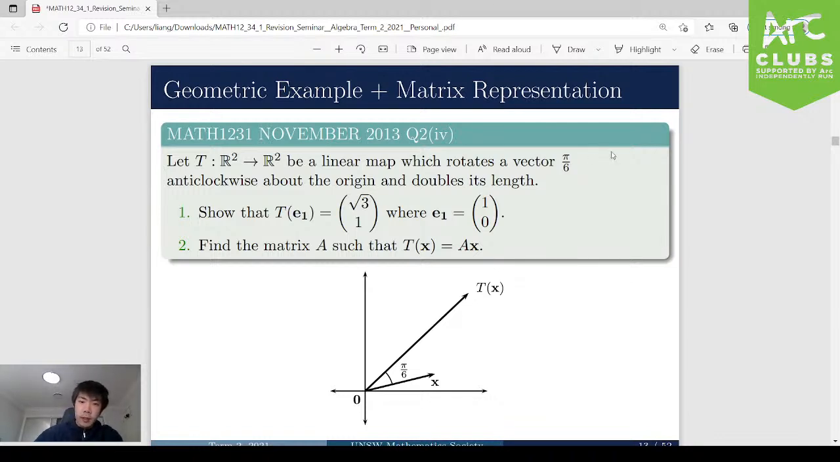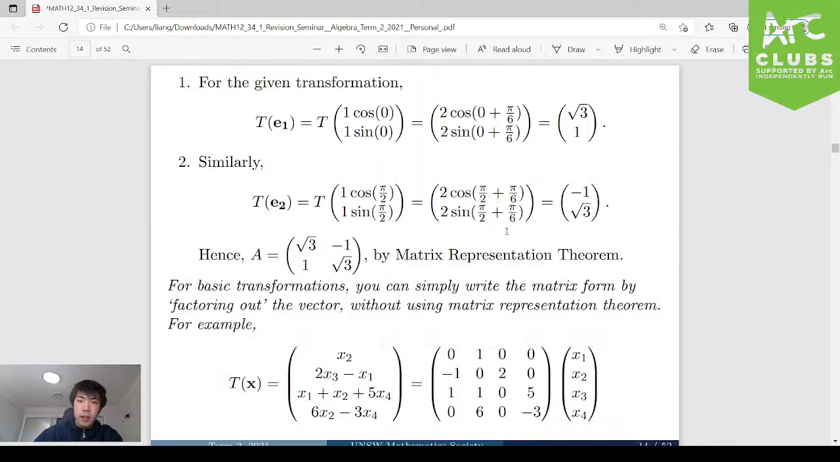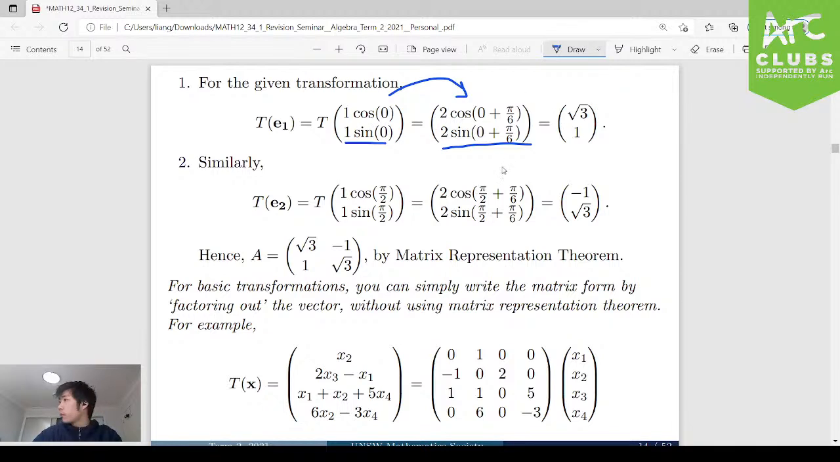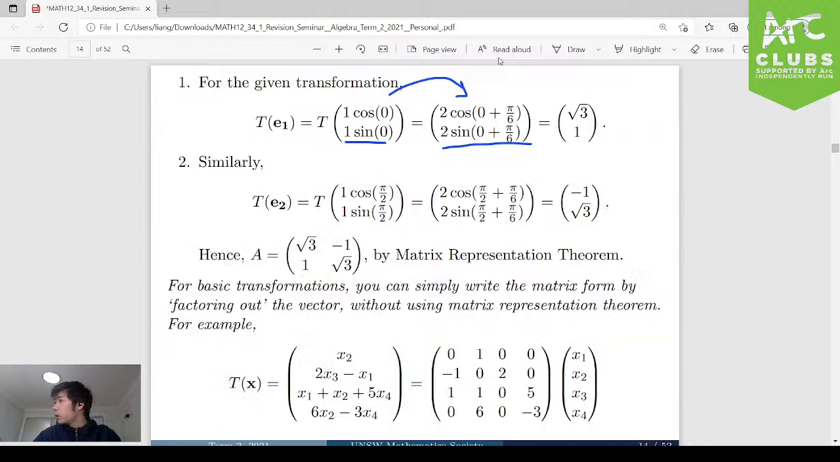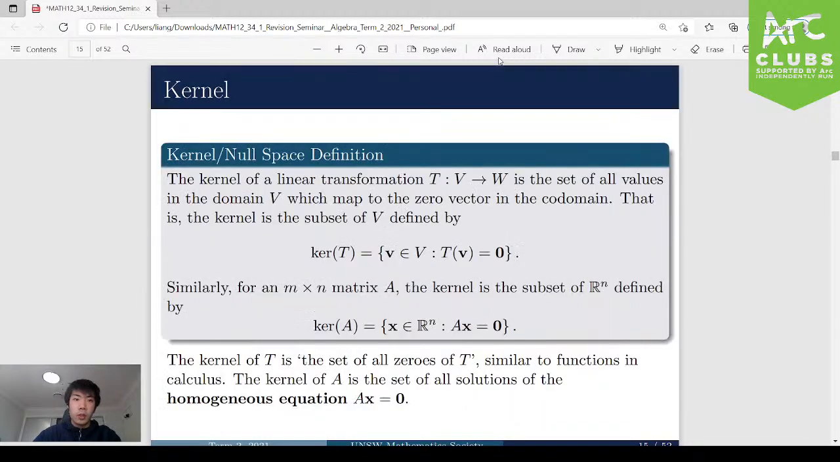The first thing to note is that we're given a diagram as well. For this first question, they claim that T of E1 is the same as T of (1 cos 0, 1 sin 0), and then they somehow transform it into this. Let's briefly explain how they got this. Okay, you did this example in the first hour already. If that's the case, then I'll skip over this example. You can look at it in the lectures if you forgot. For now, I'll move on to kernels.